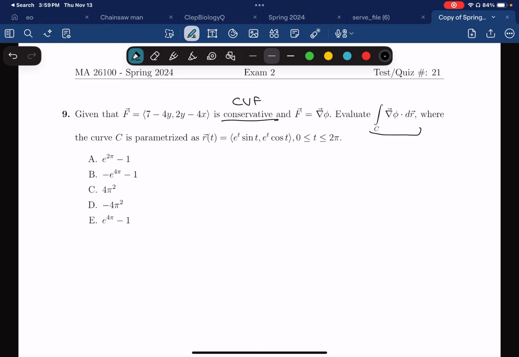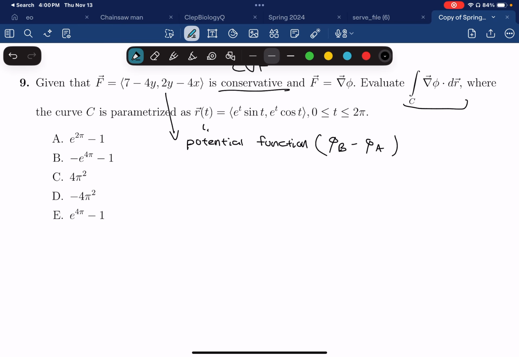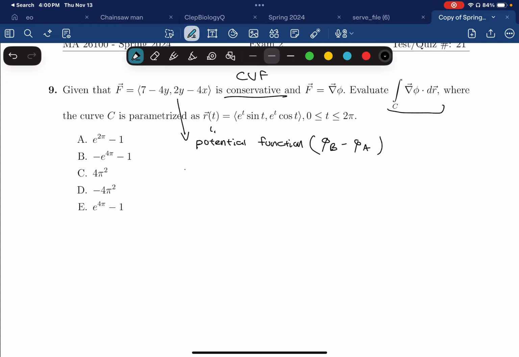It's actually not as bad as you might think. What we just have to do for this one is find a potential function. There's two methods. You can, one, take the potential function, then use the fundamental theorem of line integrals. Or two, you can also just do F(r(t)) times r'(t). But I don't know if I'd recommend doing that. You'd be in a world of hurt, because that is a lot of math. Okay, so let's find this, shall we?